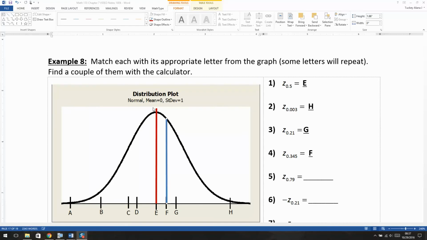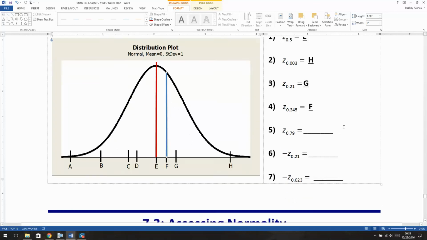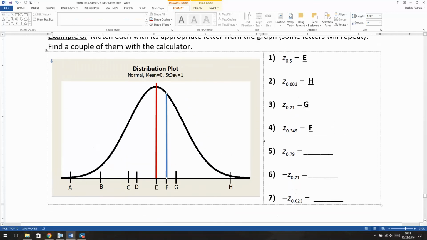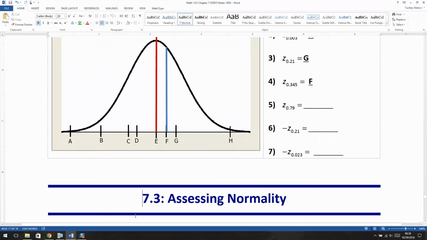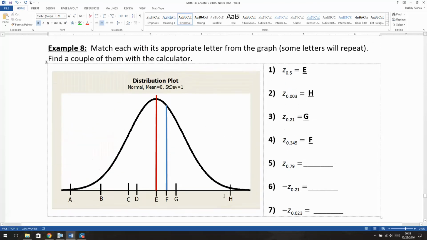And just for fun, I drew in the mean as a red line to help us visualize what's going on here. The area to the right of this blue line is about 34.5%, which by the way means there's roughly 15% in between the red and the blue lines. I know it doesn't seem like that because it's really narrow, but it's actually really tall as well. Sorry, I'm going to get that on the next page so it stops showing up.